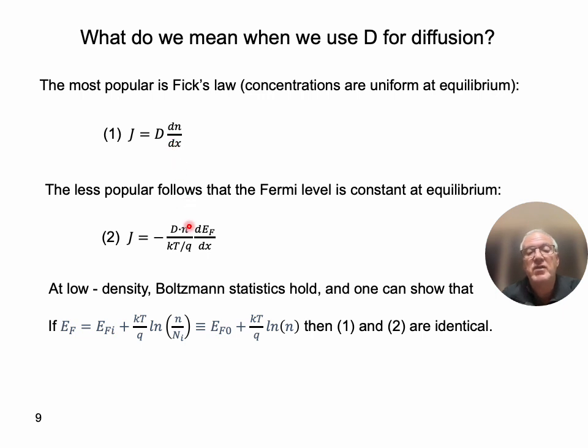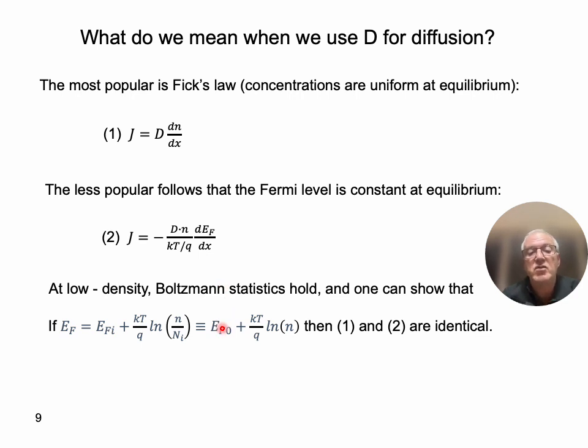But if we are thinking of the low density approximation, or when Boltzmann statistics holds, then you know that it is possible to write the relation between the Fermi level and the charge density in this way. And we can take out the Ni to form this reference potential. And when this is true and when it holds, then it's easy to show that these two expressions are identical.